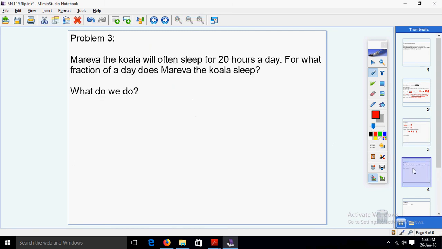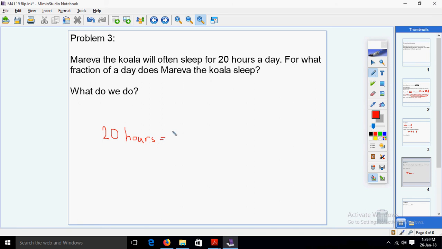All right, here's our next problem. Mariva the koala will often sleep for 20 hours a day. For what fraction of a day does Mariva the koala sleep? All right, so I'm going to write it out just like it was before, right? So we're talking about 20 hours. Now the question is, what fraction of the day? I should have just put an H. This is really hard. All right, 20 hours.